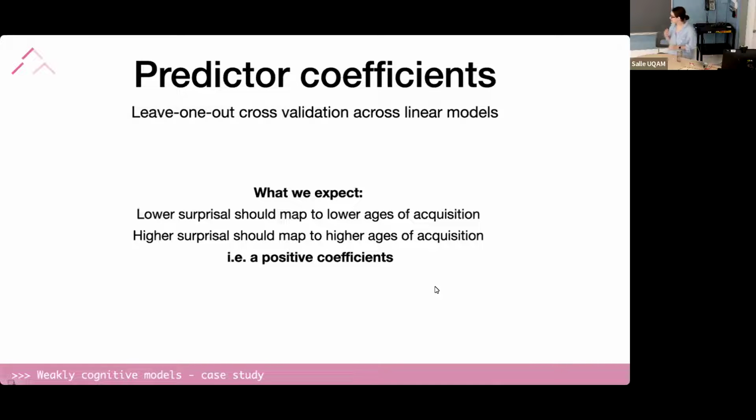Well, given our hypothesis, we actually think that words that are less predictable should be learned later, right? So words with high surprisal should have higher ages of acquisition, while words that are very predictable in context should be learned earlier. So these will have lower surprisal and lower ages of acquisition. So we're looking for a positive coefficient, right? A positive relationship. So let's look at some results.